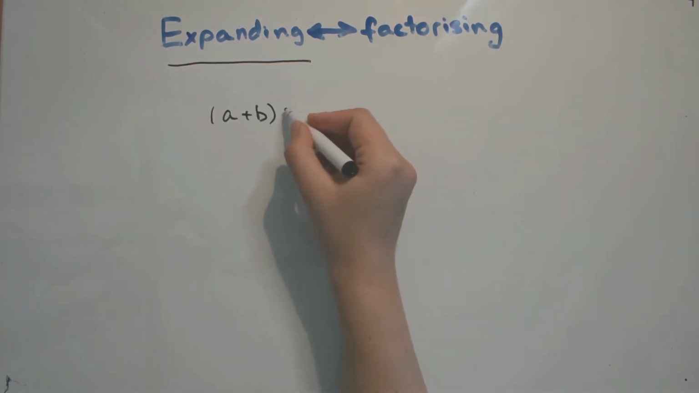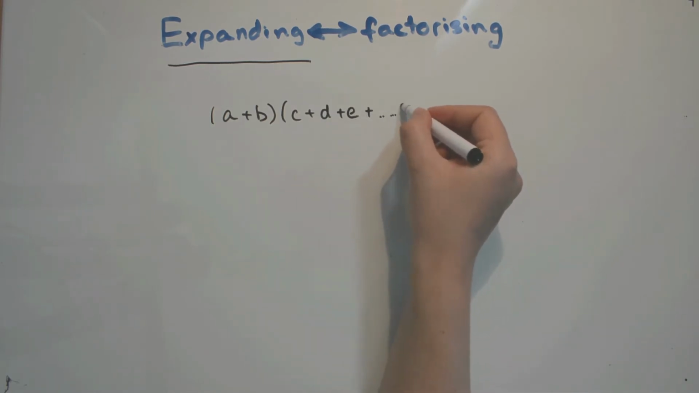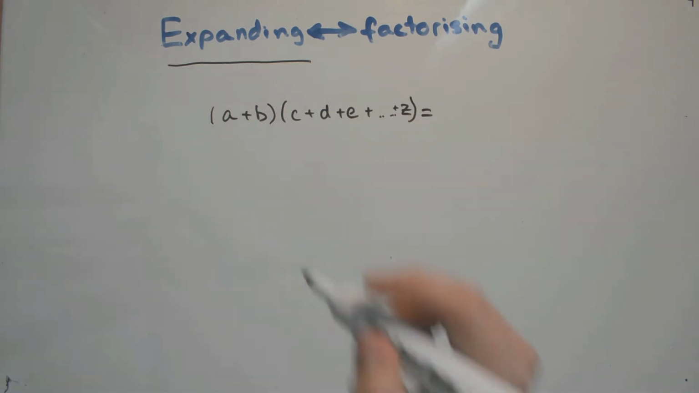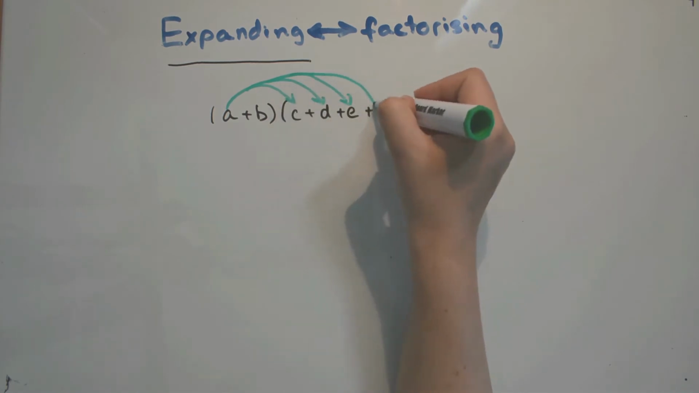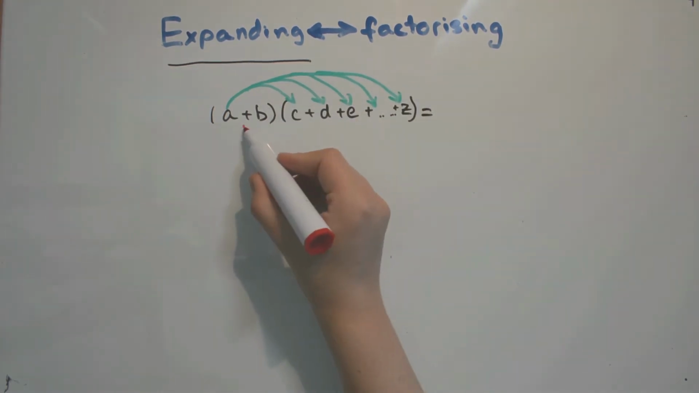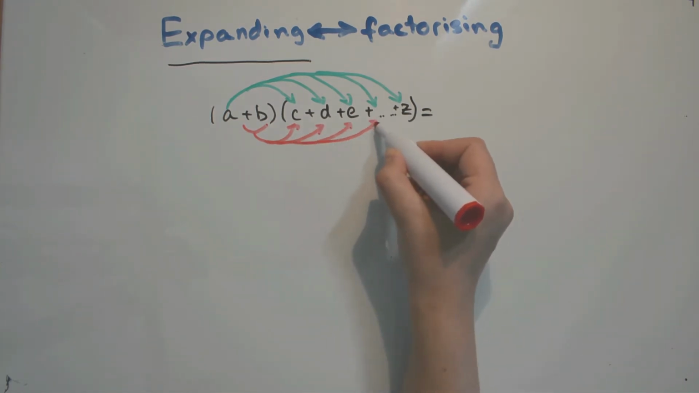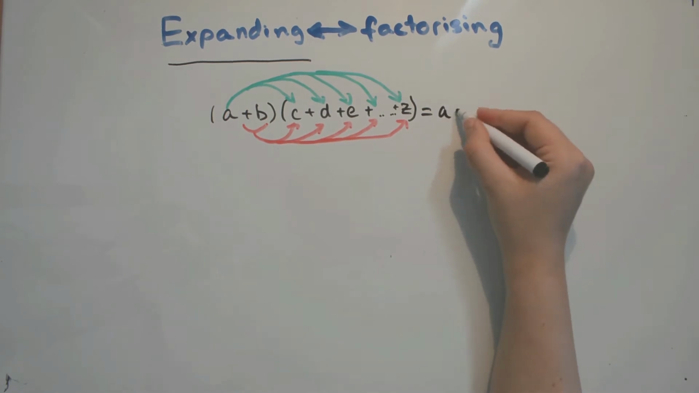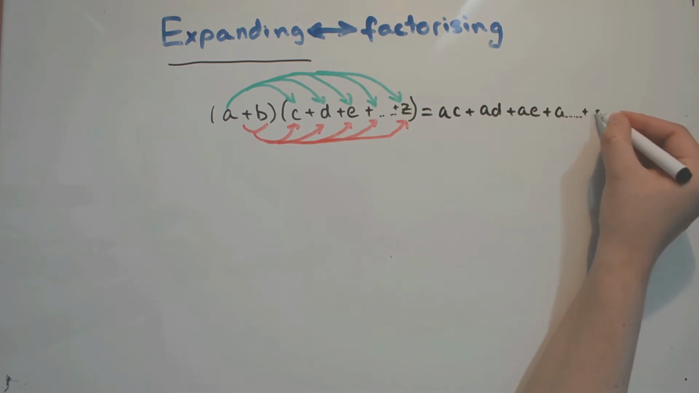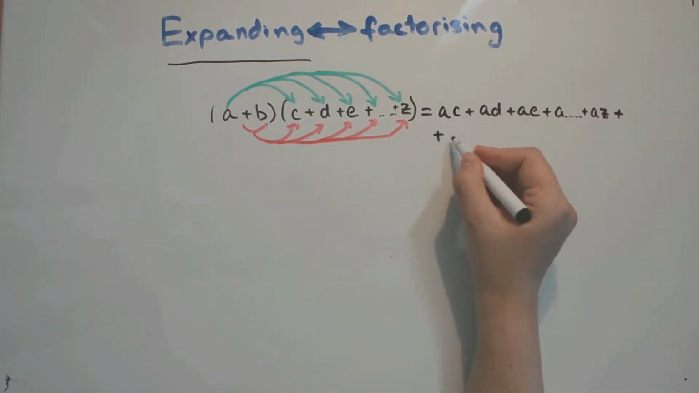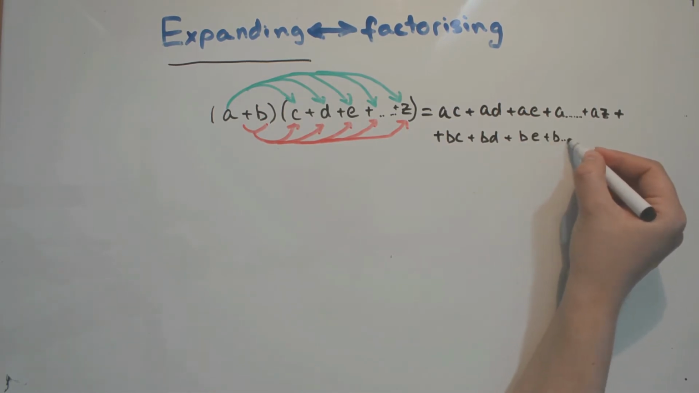The next part is if you have two brackets and the second bracket has more than 2 elements, so again multiple elements, all you need to do is times every element of the first bracket by every single element of the second bracket, just like before. So I'm going to times a by every part of the second bracket, and then b will be times by every single part of the second bracket again. And I'm going to write all the multiplication out. The more elements you have, the more likely you will have something to simplify, because this is a generic example, you can't simplify anything here.